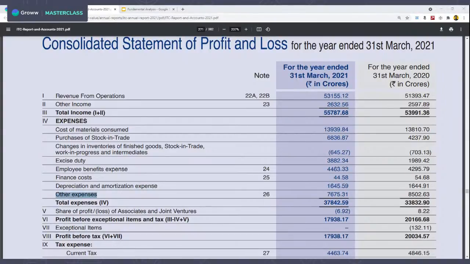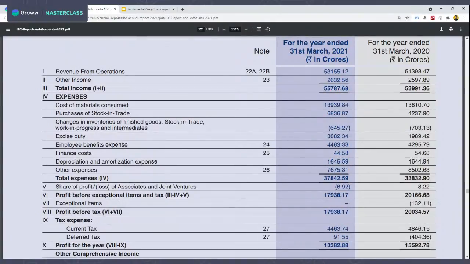Now you'll be like, Shashank, what are other expenses? They can't just put other expenses and we don't know what comes under it. So if you want to know what other expenses are, there is a Note 26. Go to Note 26 and it'll tell you exactly what the different other expenses are. Okay, understood? Simple logic.